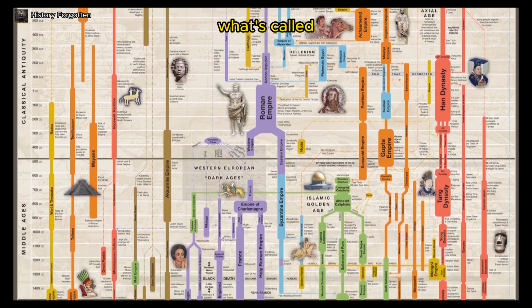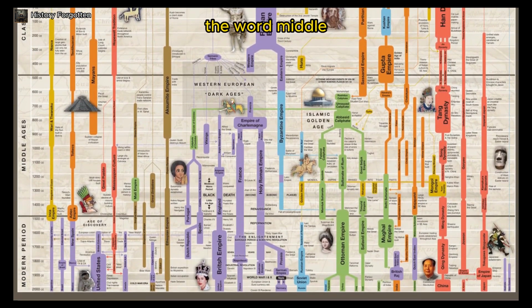We then get what's called the Middle Ages. The word middle is used for this period because it is located in the middle between ancient history, which consists of everything we've covered so far, and modern history, which we'll get into next. It's also called the medieval age. Medieval simply means middle age.